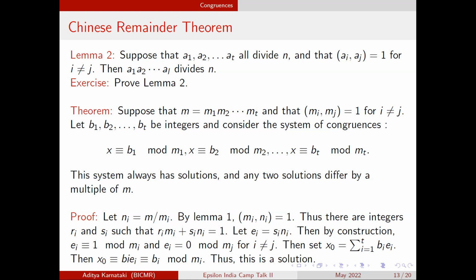And then again, there is a typo, sorry, X0 is Bi Ei, but Ei is 1 modulo Mi. So X0 is Bi modulo Mi. And thus this is the solution.